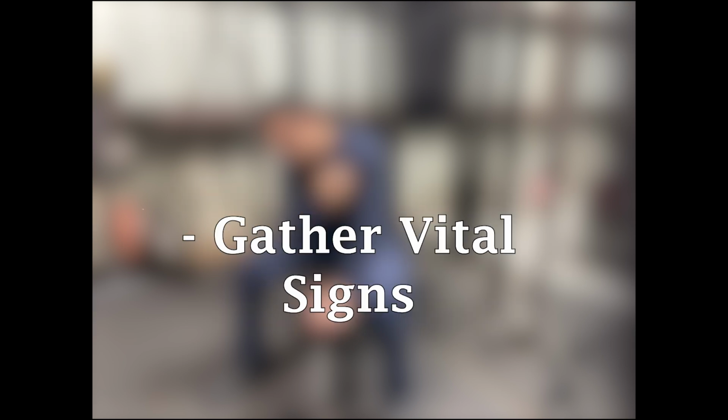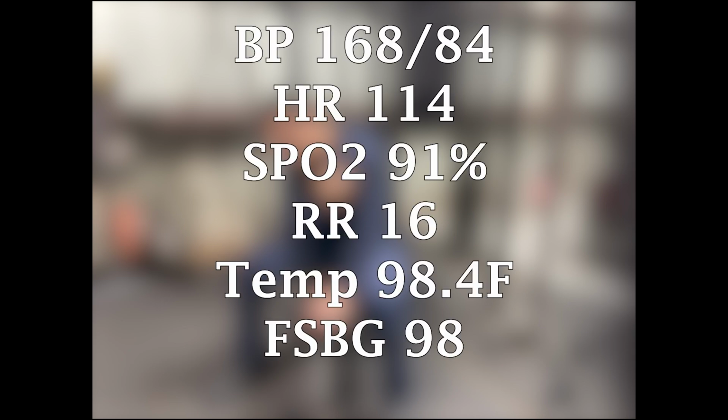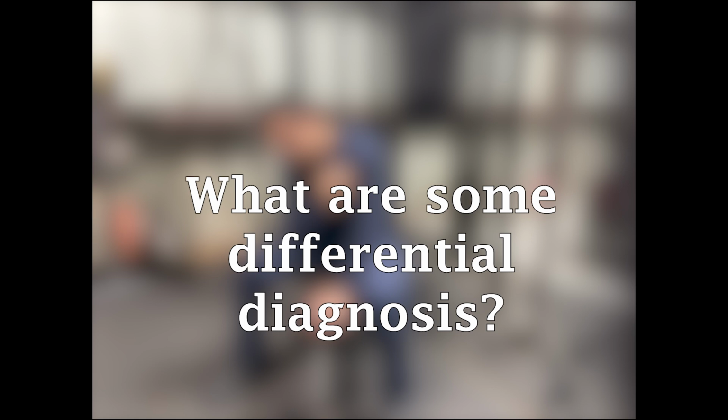So for the next step, you want to gather your initial patient assessment, checking ABCs and also gathering vital signs on the patient. Your vitals are as follows. Blood pressure is 168/84. Heart rate is at 114. His SpO2 is at 91%. His respiratory rate is at 16. His temperature is at 98.4 degrees Fahrenheit, and his blood sugar is at 98. What are some differential diagnoses that we can gather just from this initial assessment?